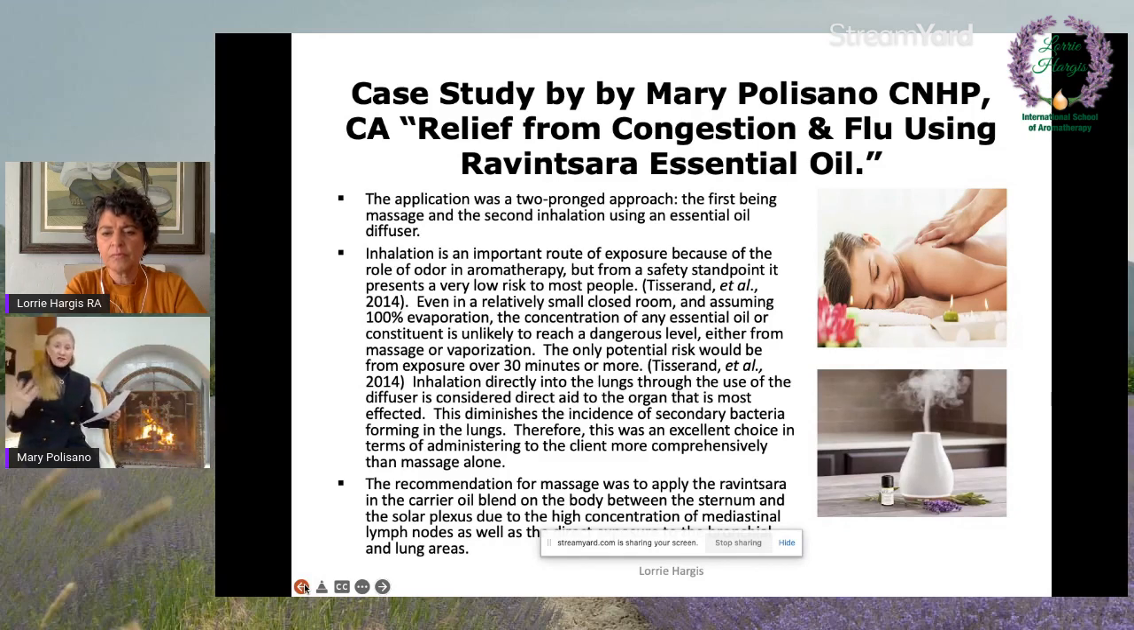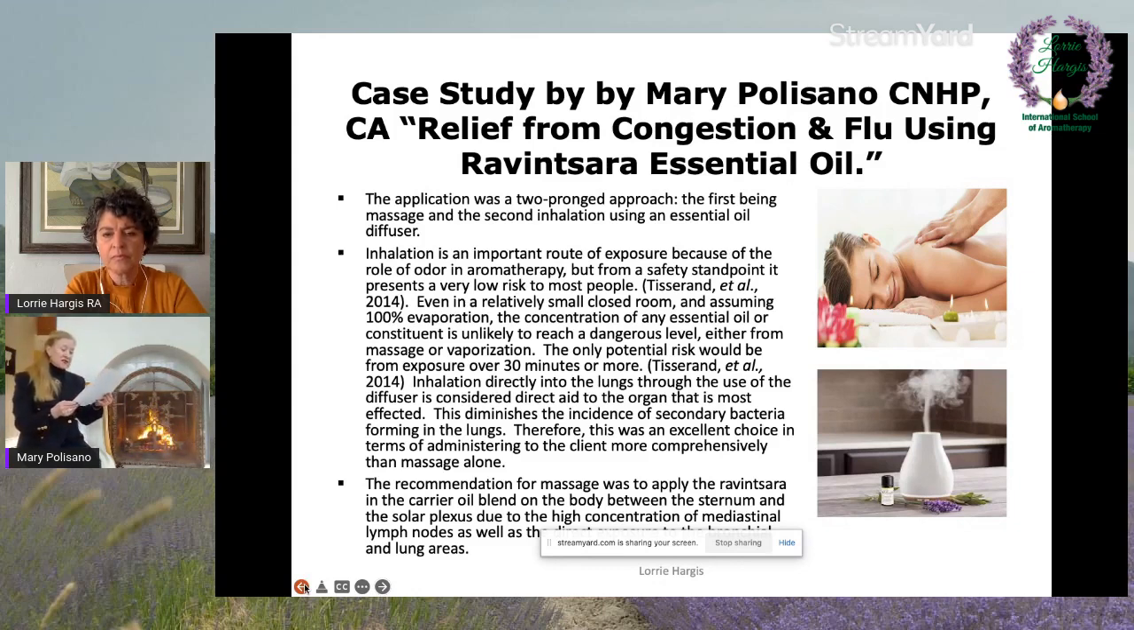So he had full saturation. But then after that, you don't need any more than that. That's all he needed. So he had the exposure in his lungs, in his sinuses, and of course on his skin as the particulate tended to saturate the small dorm room. The inhalation directly into the lungs through the use of the diffuser is considered indirect aid to the organ that's affected. And of course, when you have flu, sinuses, throat, lungs are all affected.